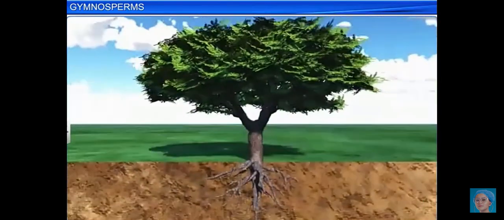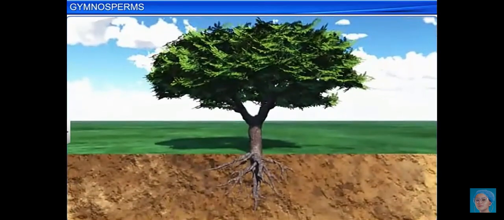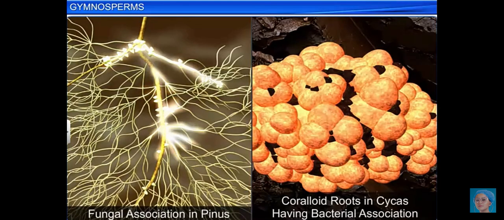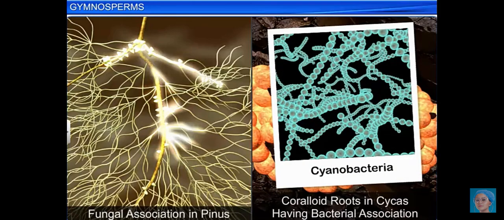If you take a look at the morphology of gymnosperms, you will notice that most of them have taproots. Moreover, in some genera, such as Pinus, the roots have a fungal association in the form of mycorrhiza, while in other genera, such as Cycas, small specialized roots called coralloid roots have an association with N2-fixing cyanobacteria.